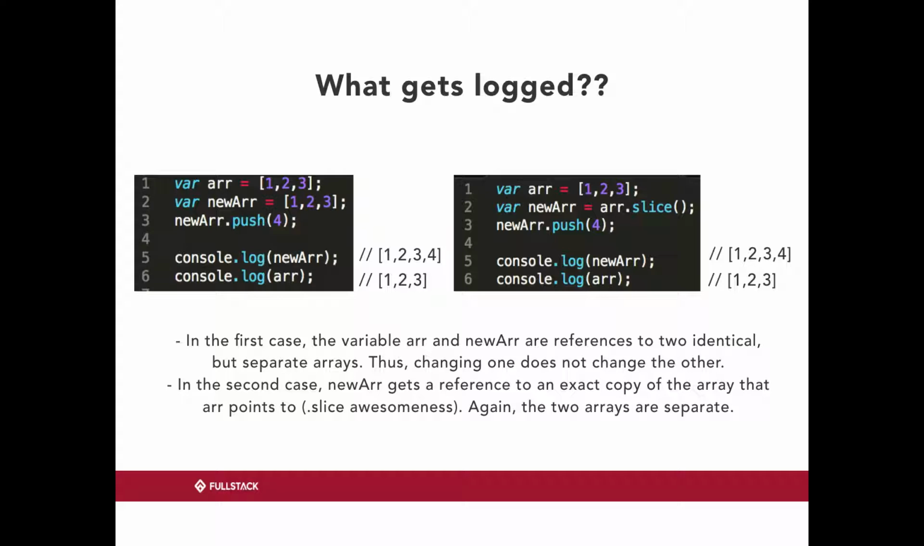Pass by reference versus pass by value. I think the best way that I can think of explaining this is that everything passes by value in JavaScript with the exception of objects.